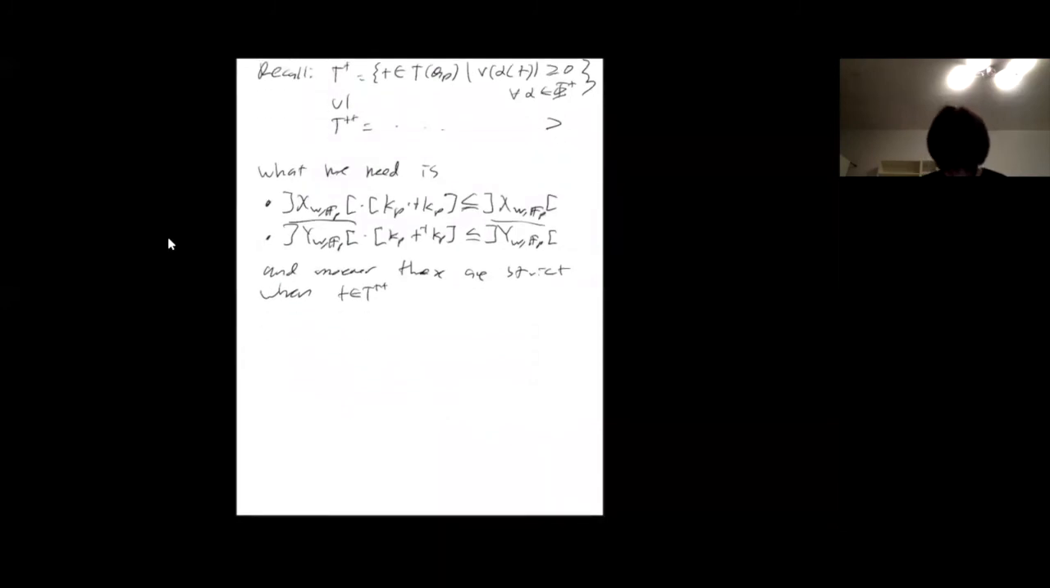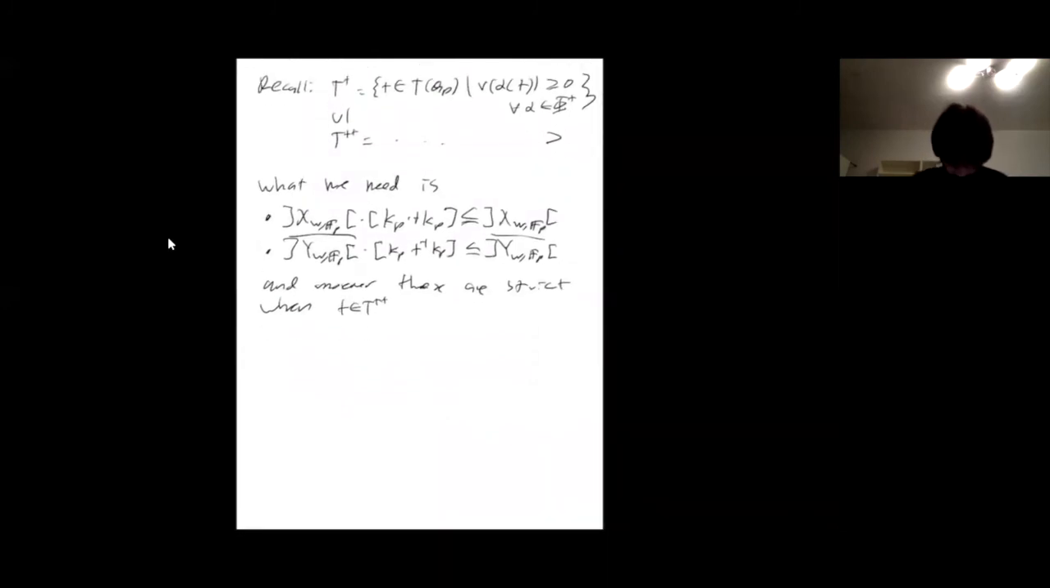And moreover, these are strict when T is in T++. Okay? So that's the kind of dynamical statement that we need in order to get this action and have the correct capacity. Okay. So, well, anyways, ultimately, this is just boiling down to some linear algebra, although it's not necessarily easy linear algebra.